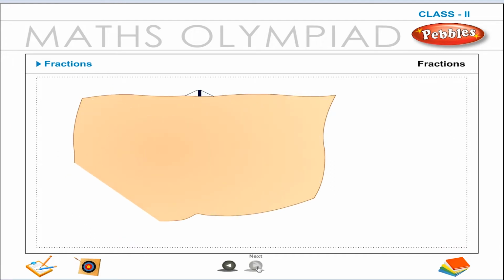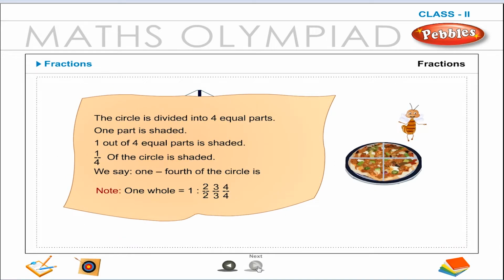The circle is divided into four equal parts. One part is shaded. One out of four equal parts is shaded. Quarter of the circle is shaded. We say one fourth of the circle is shaded. Note, one whole is equal to 1 by 1, 2 by 2, 3 by 3, 4 by 4.